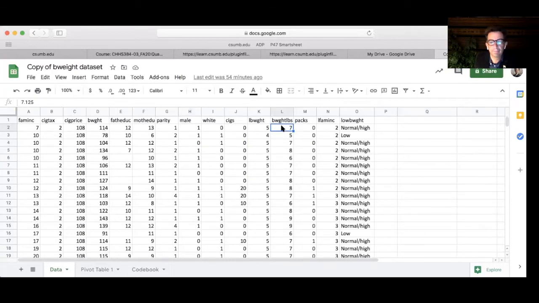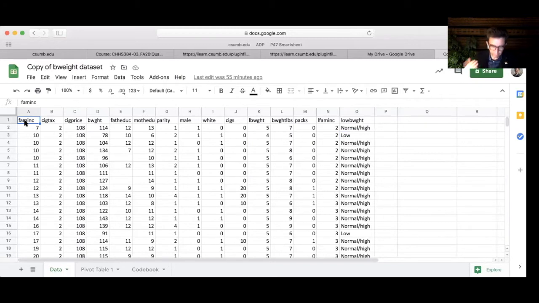The first observation is a baby of 7 pounds. It's normal, right? The family income for that is 7,000 a year. Again, this is 1988. For this second baby, it's 5 pounds, right? That's a low birth weight, right? So anyway, this is the data set.